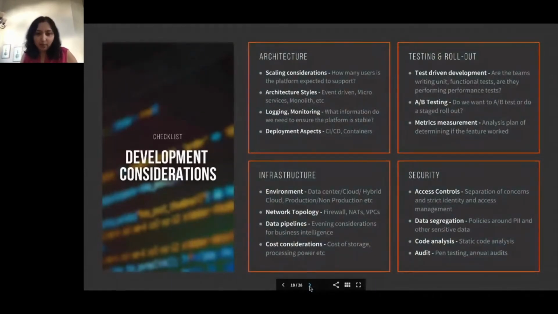And then lastly, the deployment aspect. Are you going to enable continuous integration, continuous deployment? Do you want, the moment you make a change, do you want to wait for a release cycle? Do you want to push it to production immediately? And if you do, how do you actually validate everything is accurate? So that brings me to the second point about testing and rollout.